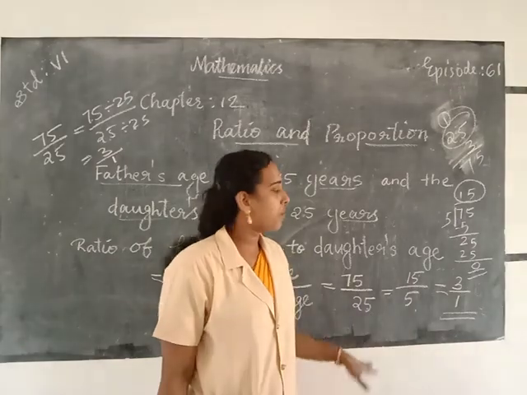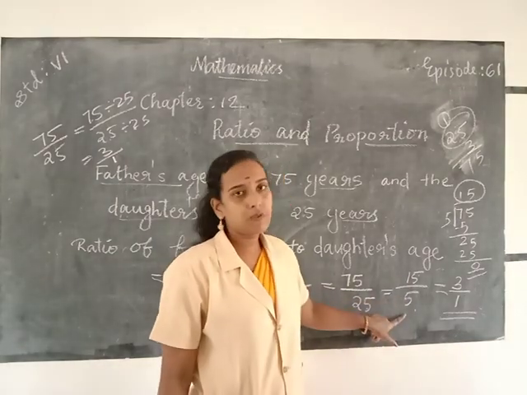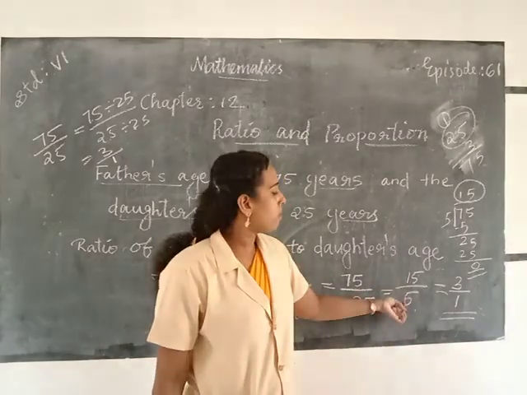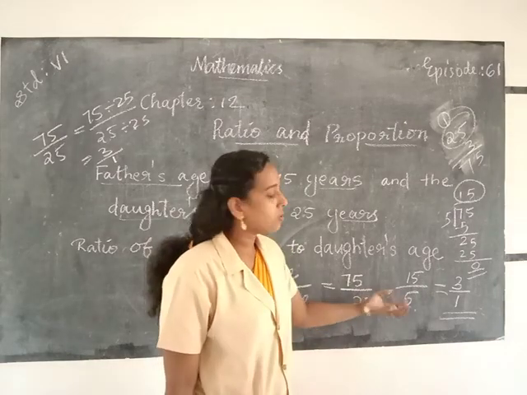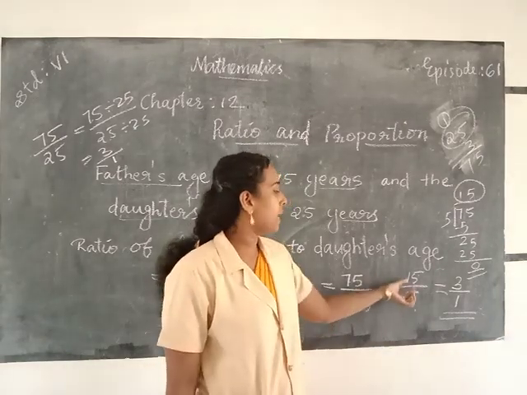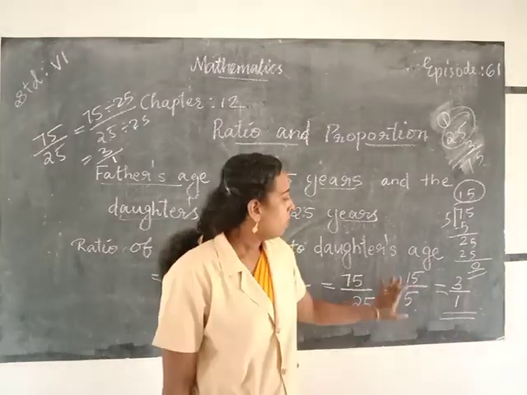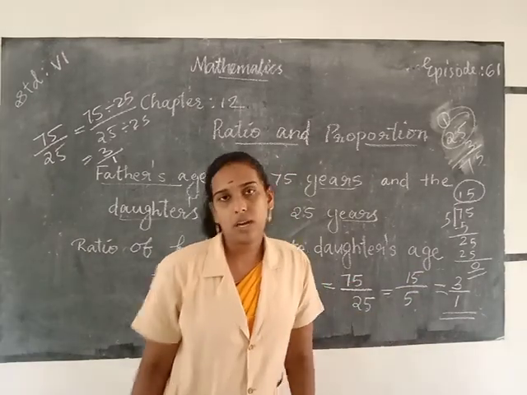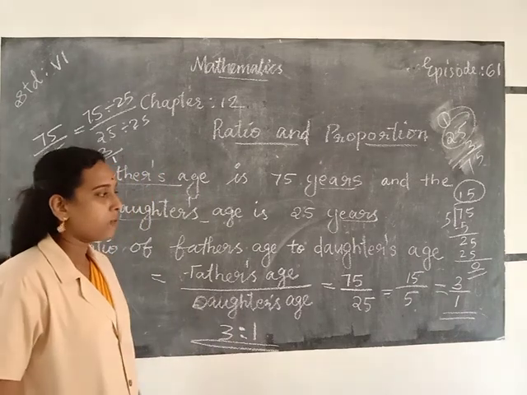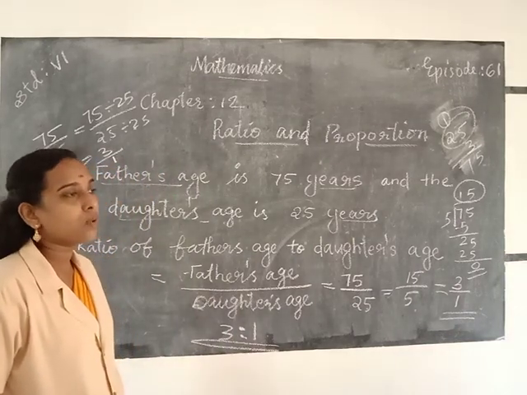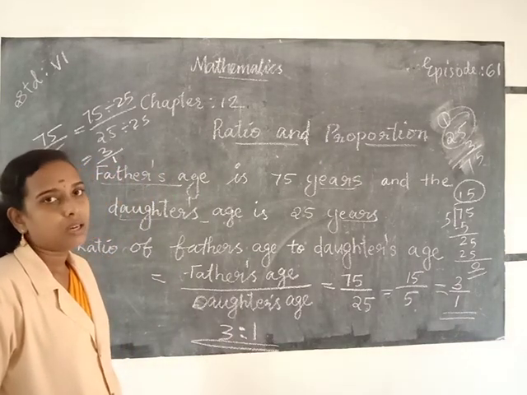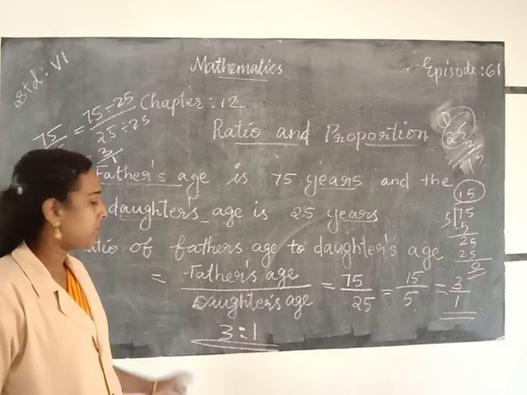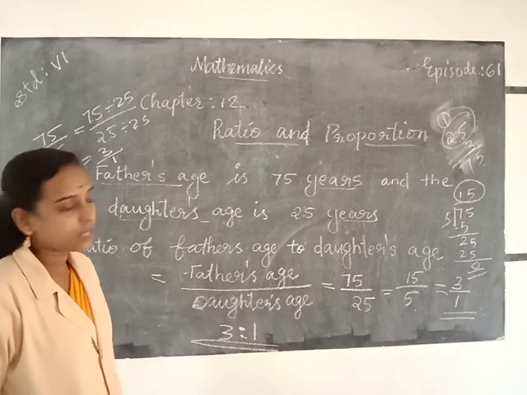by using the common factor, then we get this fraction 15 by 5. There is another common factor, that is 5, and also 3 is a common factor, so we take the highest common factor, that is 5. When we divide 15 by 5 we get 3, and 5 by 5 we get 1. So there is no common factor in 3 and 1, so 3 is to 1 is the required ratio.